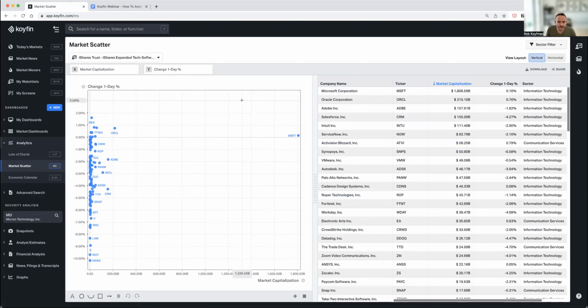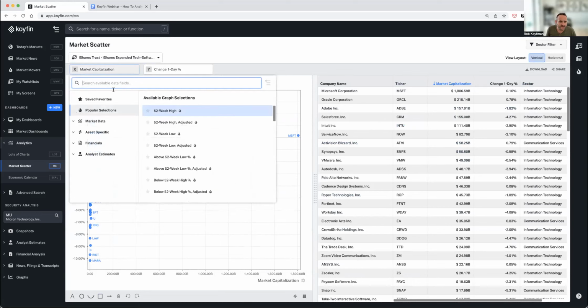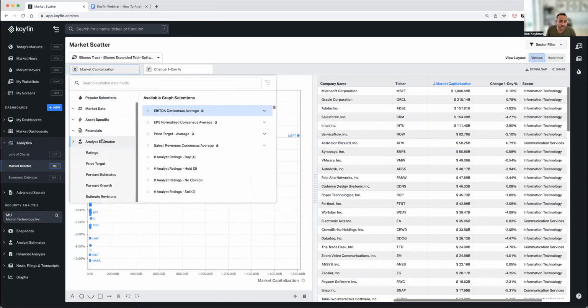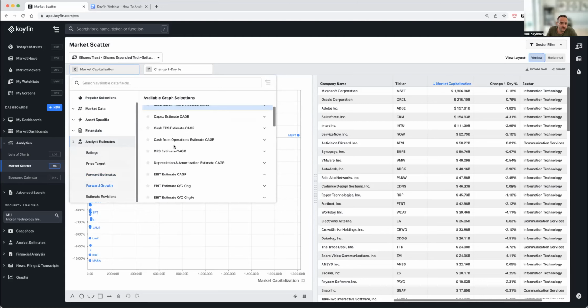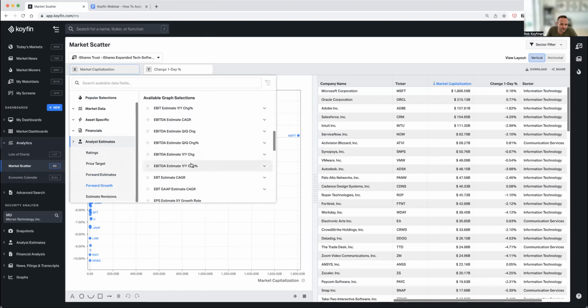But we are interested in growth rates. So let me tell you about growth rates. What the market scatter plot can do is graph forward growth rates. So we have these forward growth rates, which is pretty cool, now in this menu item. And with these forward growth rates, you can either graph the CAGR, like the CAGR that we talked about before, or the year-on-year change, which is interesting.